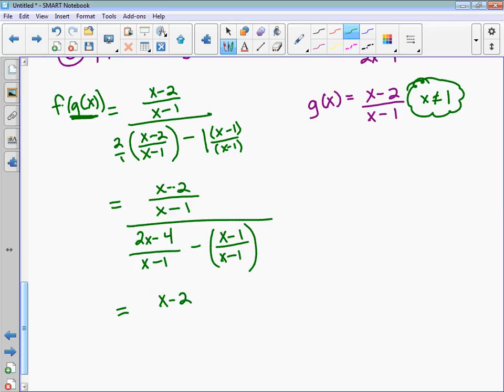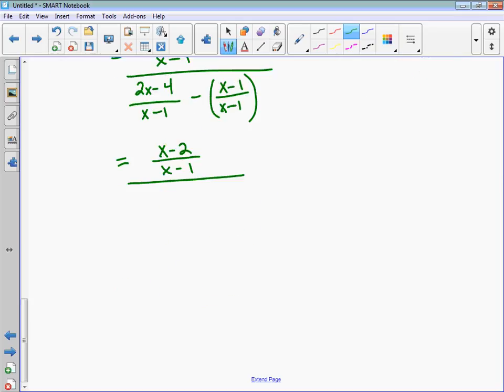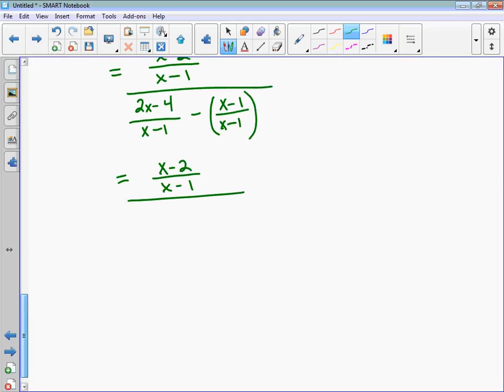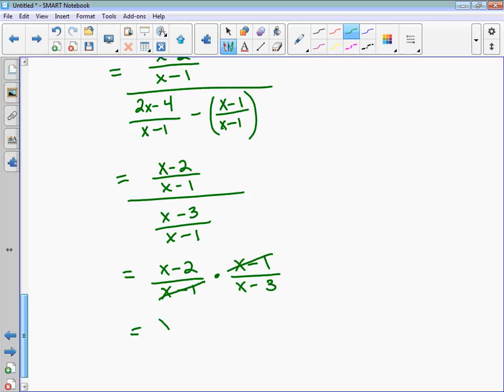So I still have x minus 2 over x minus 1. But I can actually subtract these fractions. So what do I end up with there? What's this? X minus 3 over x minus 1. Okay, we're getting somewhere now. Yeah, fraction over a fraction we can flip and multiply. And before you multiply anything, what do you see? Yes, and that should happen every time you're doing one of these, okay? They should go away. So x minus 1s are gone. That all turned into just x minus 2 over x minus 3. So that is our f of g of x.